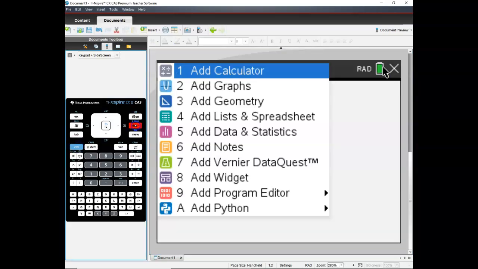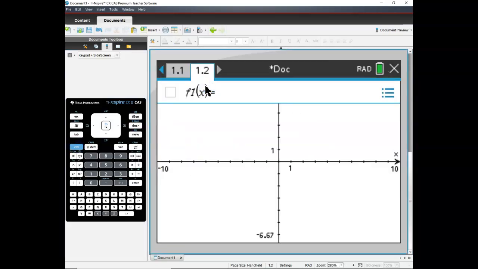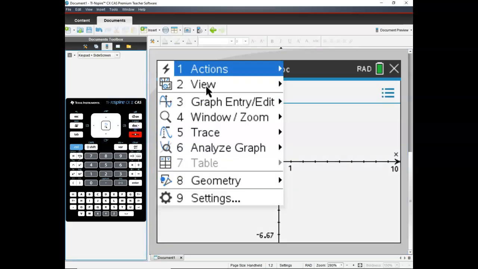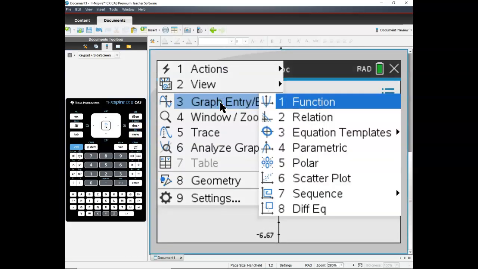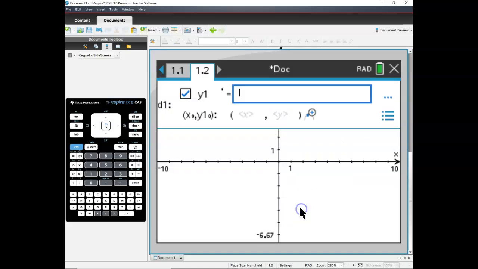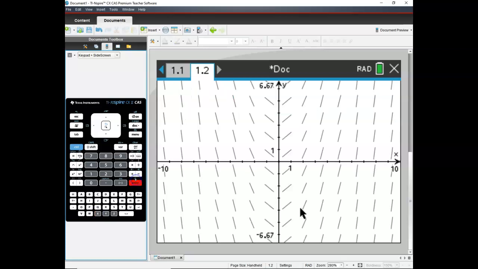If I add a page and I add a graph page, well, remember we're in function mode here, so we need to edit our graph. We're editing a number 8, a differential equation. My differential equation, dy dx, remember that's just another way to say y prime, which is on there. Y prime equals x. And when I do that, I hit enter, boom, there's my slope field. It's kind of what I created, but a lot more points.